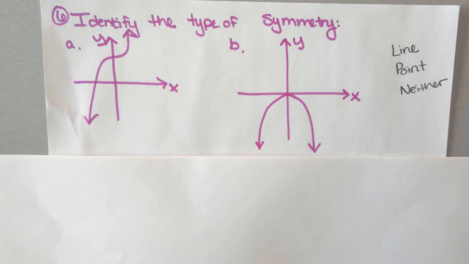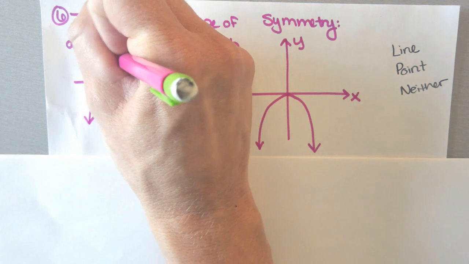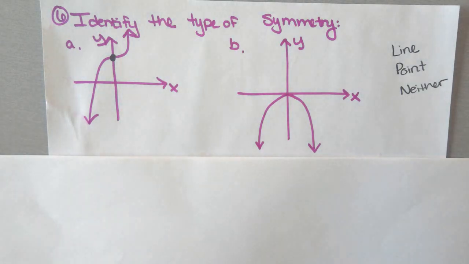I feel like you could go either way with that one. I feel like I drew it kind of not amazing. Did anybody put point symmetry? Yeah, I was going to say I would go with point, or because of my terrible drawing, I would go with neither. I would say either of those are fine answers.